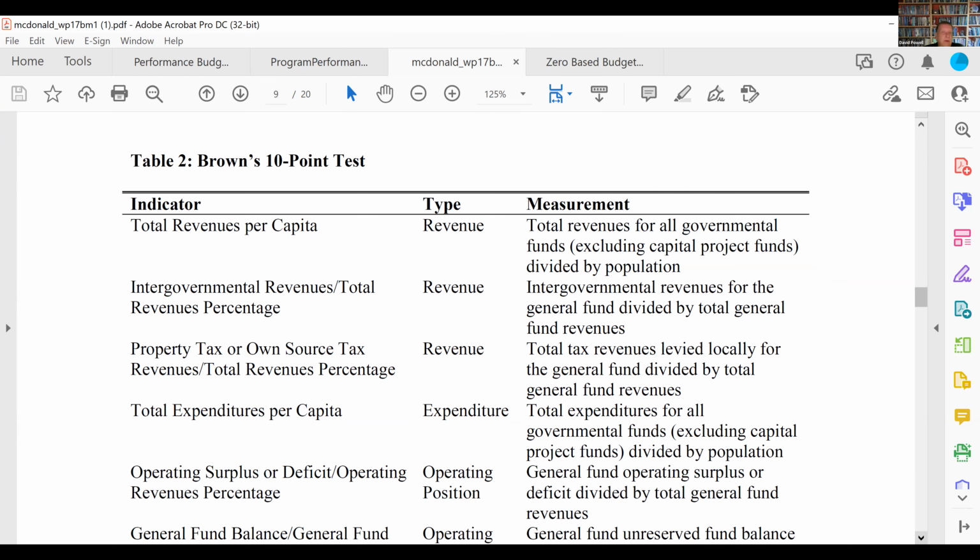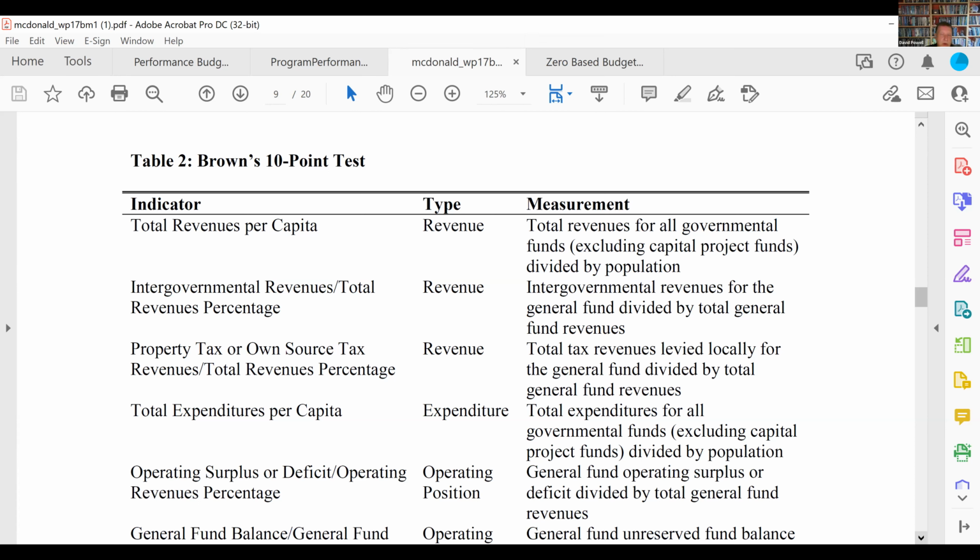Some of these indicators are very straightforward and very easy. Brown's indicators tend to be more straightforward than the next set we'll talk about with Wang, Dennis, and Two. Brown's tend to be pretty straightforward. So your first indicator is a real straightforward one. It measures your revenue for your city. It's total revenues per capita.